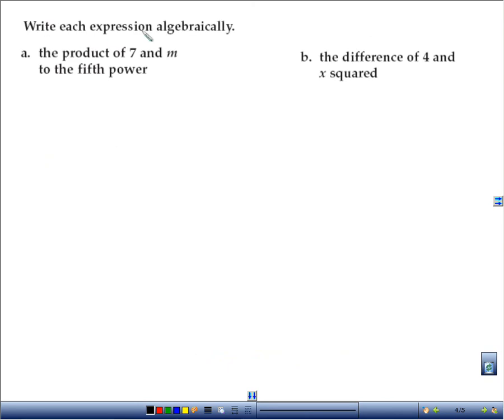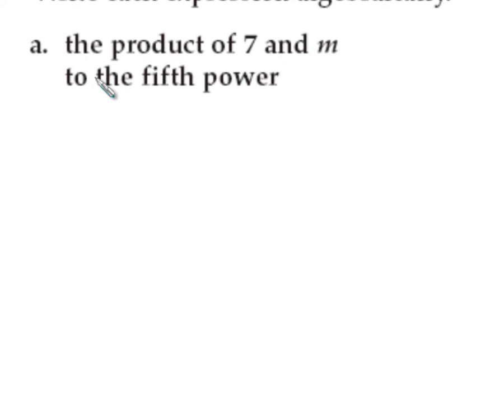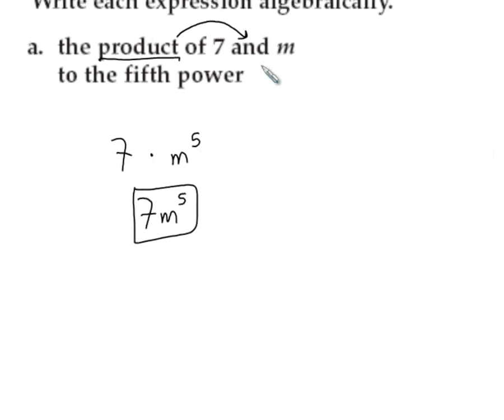Here we're being asked to write each expression algebraically, which means using numbers and symbols and variables. The first one is the product of 7 and m to the 5th power. Well, we know that the word product means multiply. And what are we going to multiply? We're going to multiply 7 and m to the 5th power. The other way that you can write that is 7 times m to the 5th. And that's the best way to write that algebraically. Notice the word product shows us where we're going to put the multiplication symbol when we find the word and. So the word and and product have a relationship there, and I'll talk about that in a minute.